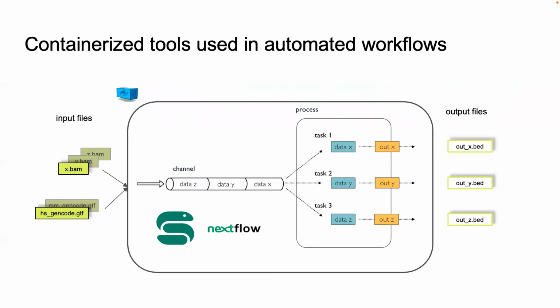So these containerized tools are used in the automated workflows in which input BAM and GTF annotation files are taken as inputs for the workflow. The automated workflow written in Snakemake or Nextflow automatically pre-processes the input files, runs the tool with tasks running in parallel whenever possible, and finally post-processes the output files into BED files. So the whole process from input to output is automated.